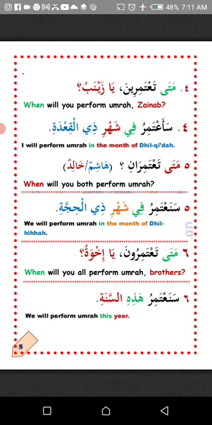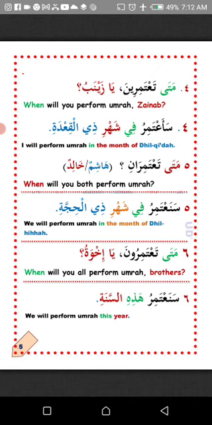Remember, Dhul Qa'dah has two names. Either you refer to it as Dhul Qa'dah or Dhul Qa'dah. Both are correct. Khamsa, number five. Mata ta'tamiran? When will you both perform Umrah? Talking to Hashim and Khalid. Now the answer. Sana'tamiru fi shahr Dhul Hijjah. We will perform Umrah fi shahr Dhul Hijjah, in the month of Dhul Hijjah, being the last month of the Islamic calendar.